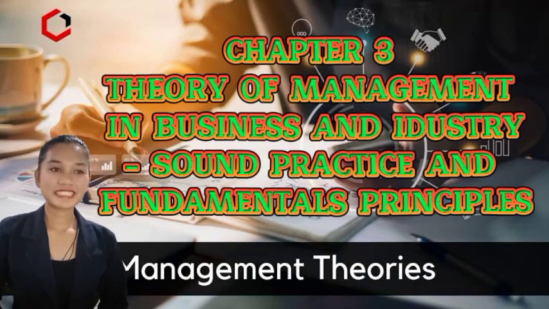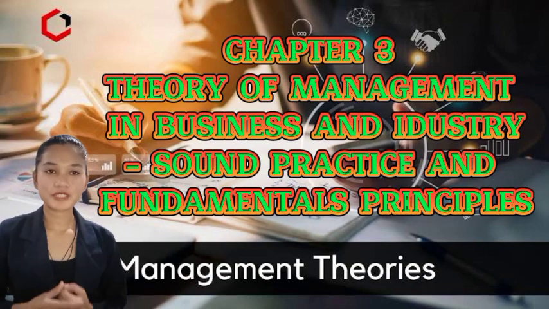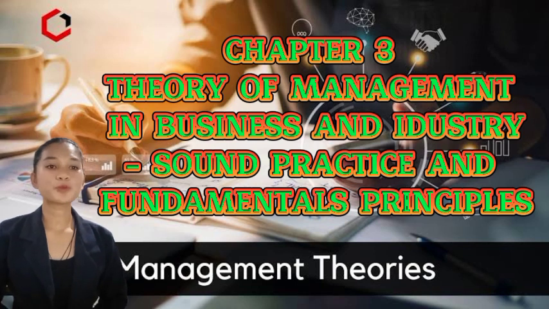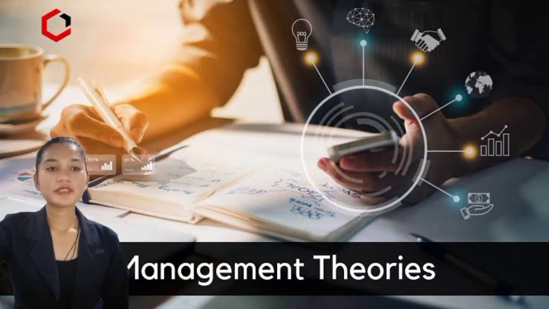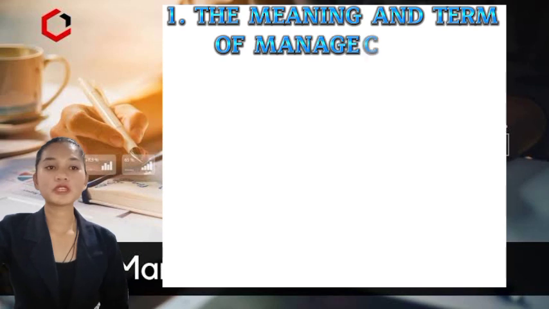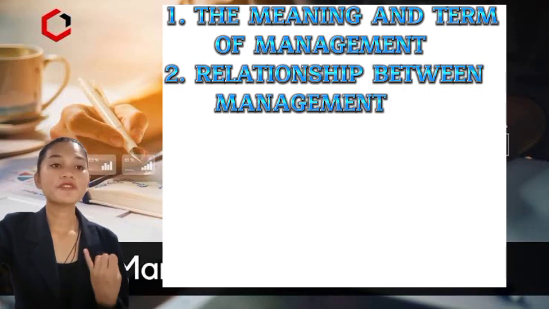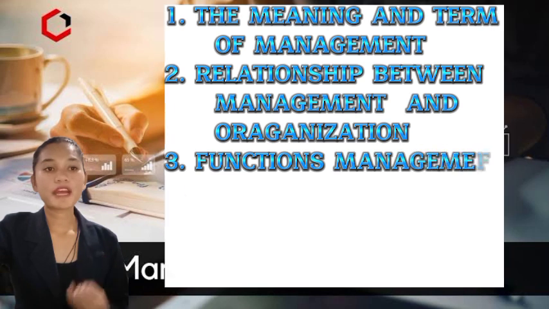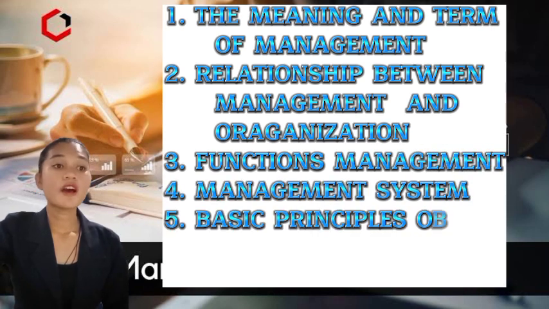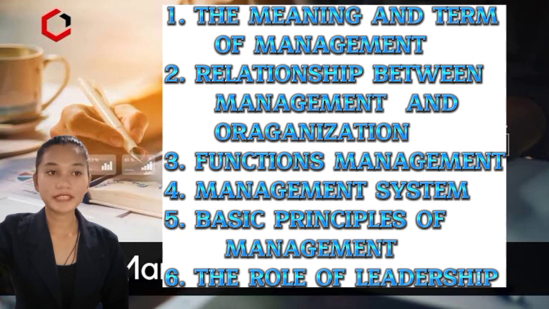Chapter 3 is entitled Theory of Management in Business and Industry, Sound Practice and Fundamental Principles. These are the topics that I'm going to report. First, the meaning and terms of management. Second, relationships between management and organization. Third, functions of management. Fourth, management system. Fifth, basic principles of management. And the last is the role of leadership.